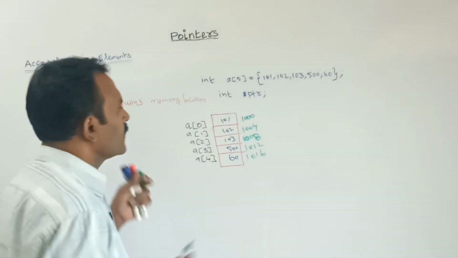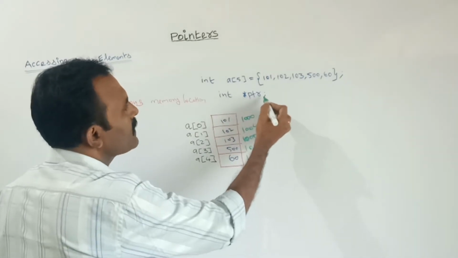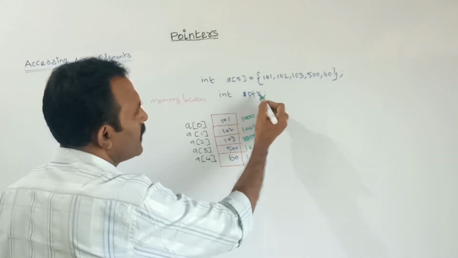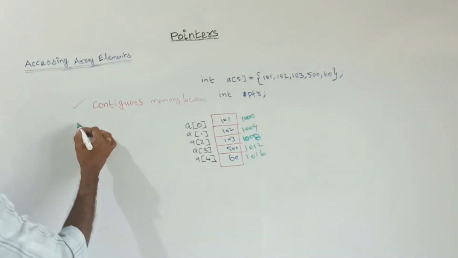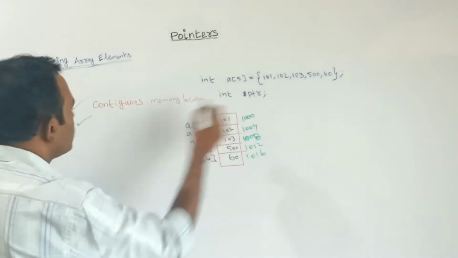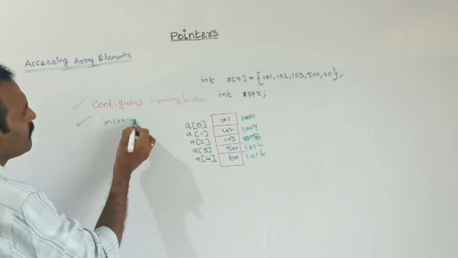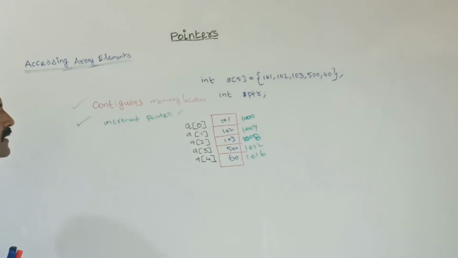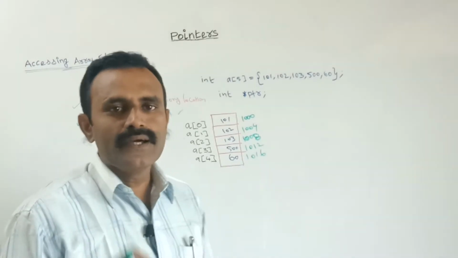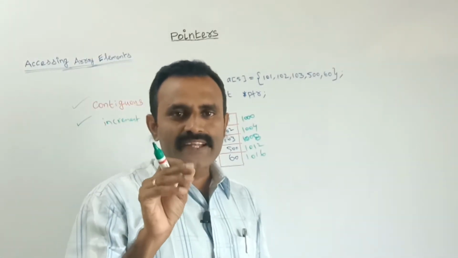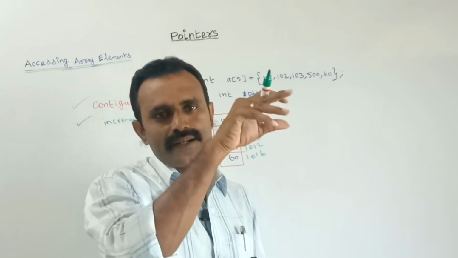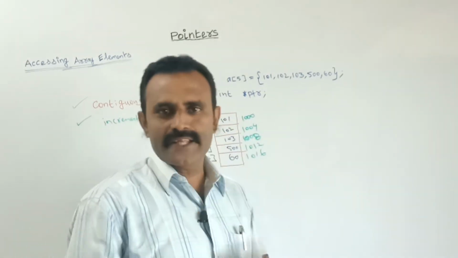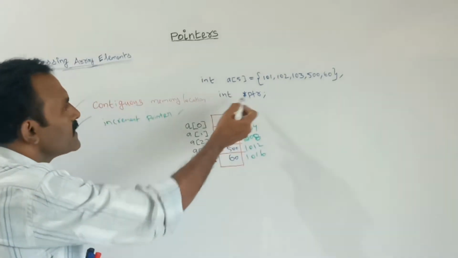Next, here I have declared the variable as star ptr. This is the pointer variable name ptr. Whenever we increment the pointer, this pointer variable will increment to the next location address. Last class we saw that, depending upon the data type, the value will be incremented. Here this is an integer pointer variable.